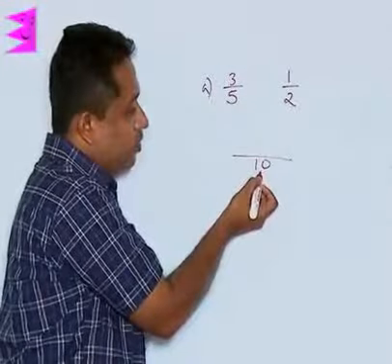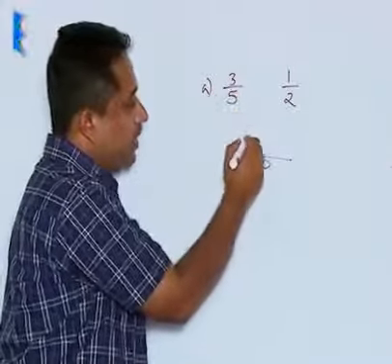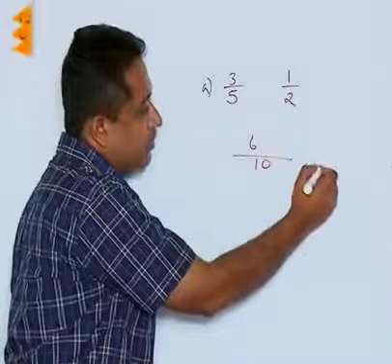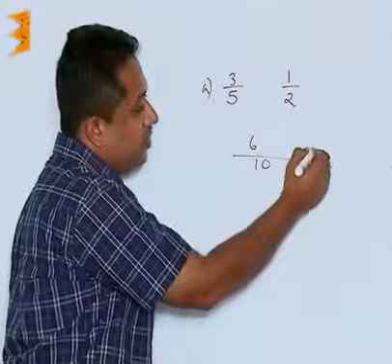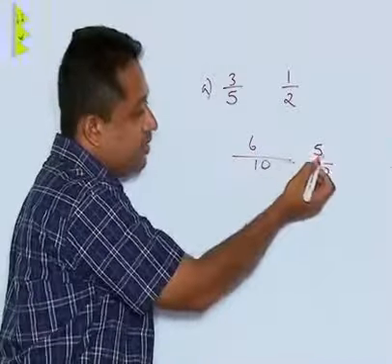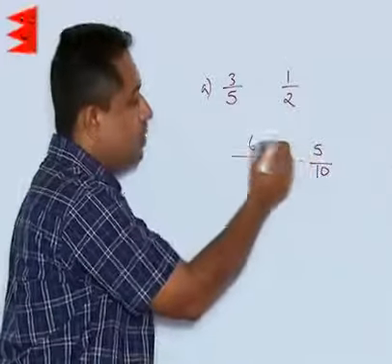5 goes 2 times in 10, so 2 into 3 gives us 6 upon 10. And here we are taking the LCM as 10. 2 goes 5 times, and 5 into 1 is 5. Now if you look at these numbers, this is 6 by 10 and this is 5 by 10. There is no number between 5 and 6.